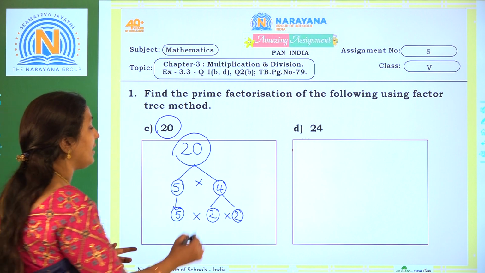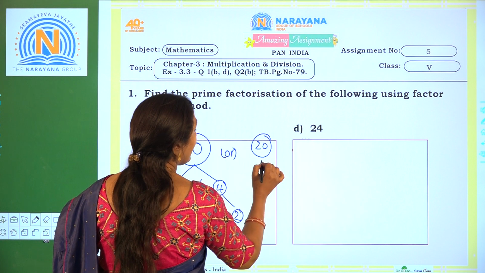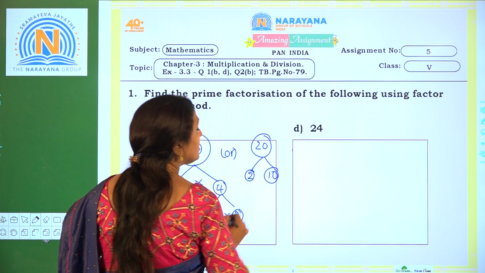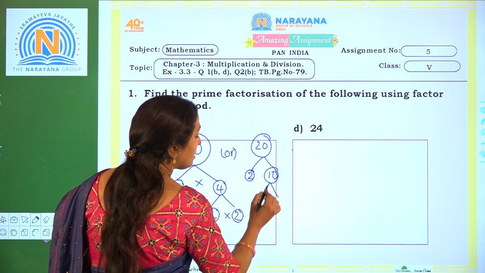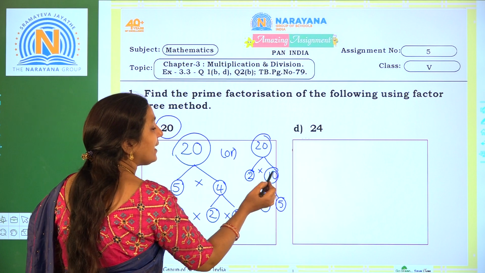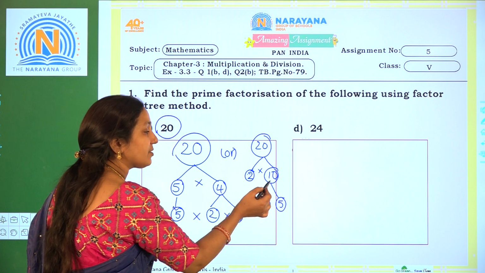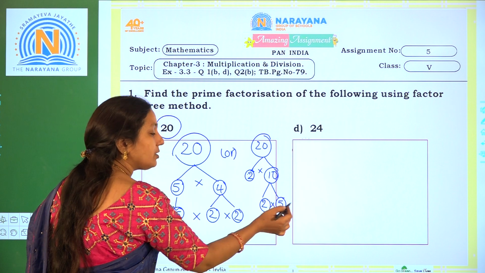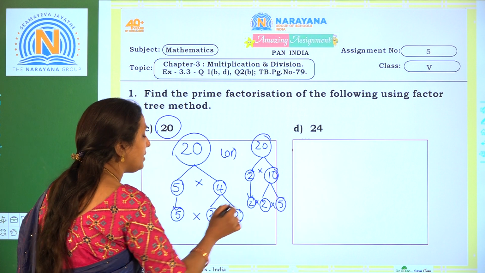So this is one way, and we can write one more way. 20 we can write as 2 tens are 20. So this 10 we can write as 2 fives are 10. 10 is a composite number, so we have more factors of this number. That is, this 10 we can write as 2 fives. 2 fives are 10, so we'll get 2 into 5.